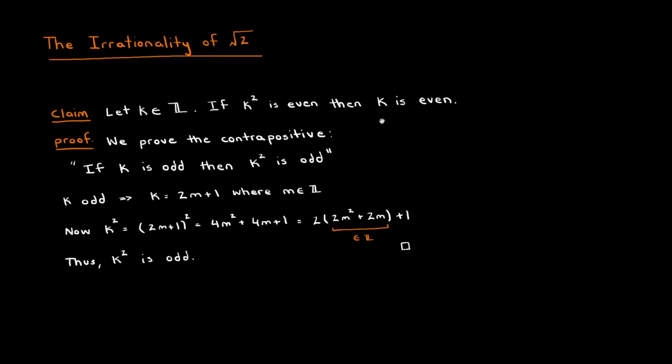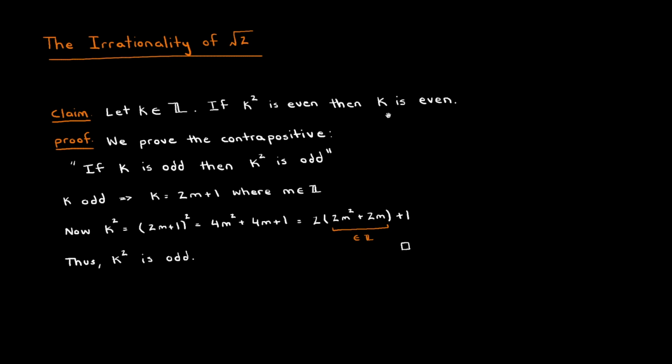contrapositive. So just to help you recall, if you have a mathematical statement p implies q, then the contrapositive would be not q implies not p. And if you remember, the contrapositive is logically equivalent to the original statement. So if we prove the contrapositive, then we end up proving the original statement. And so let's see what is the contrapositive of this statement.